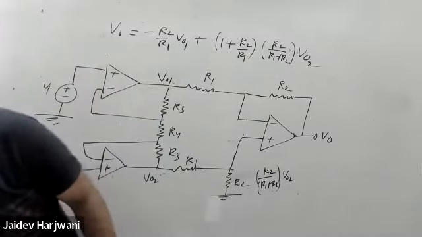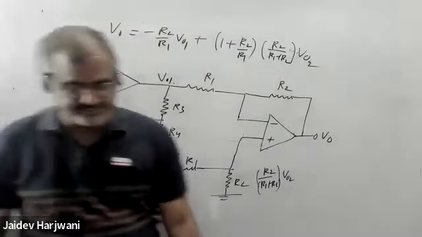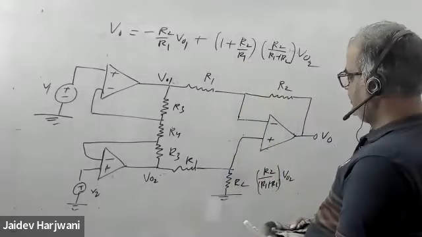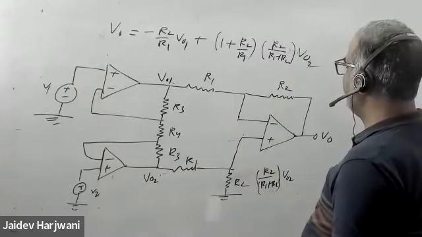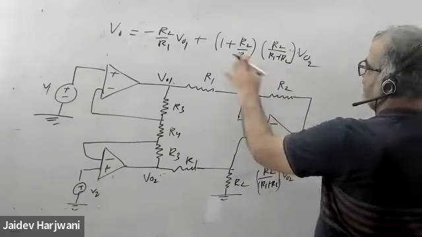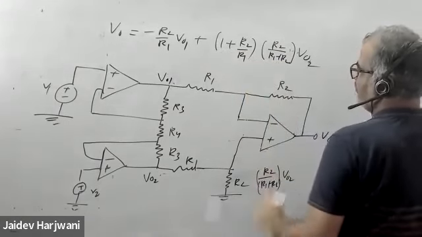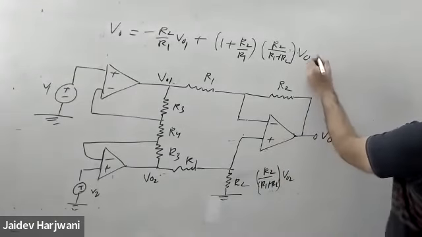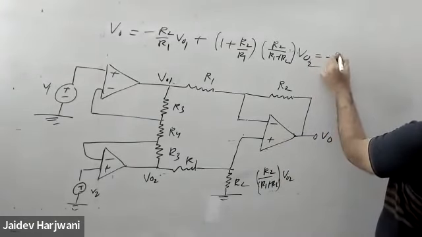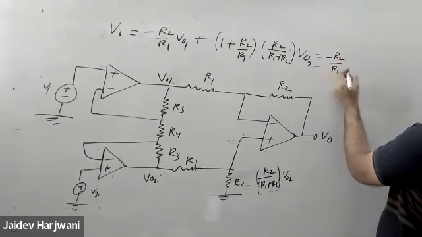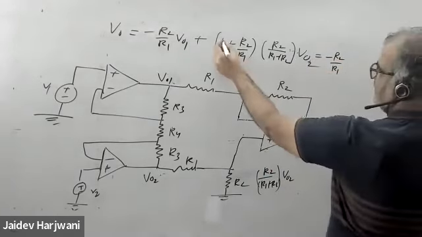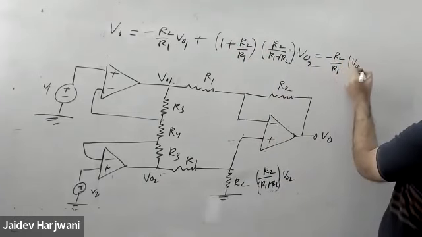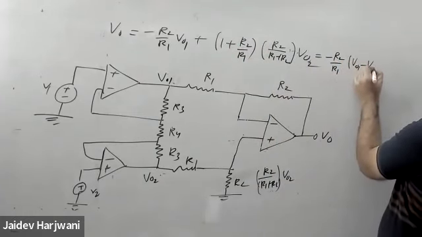Tell me, can I write like this? ऐसे लिख सकते हैं क्या? Yes, sir. I can write like this one. Okay, now let me simplify it further. If I take, R1 plus R2, R1 plus R2 cancel हो जाएगा. So what will we get? So this will be equal to minus R2 upon R1. R1 plus R2 will be cancelled. Okay, R2 I am getting common. This can be written as V01 minus V02.